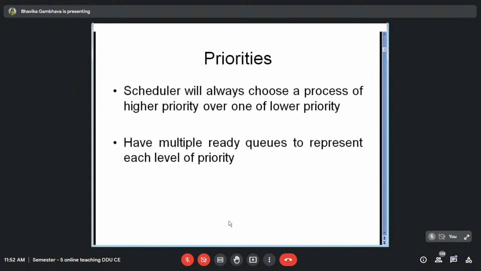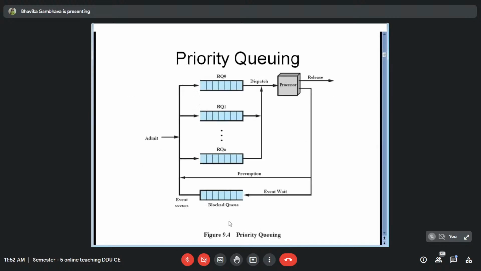Now, when I say priority, the scheduler will always give priority to the higher priority process over the lower priority one. That is obvious. We have multiple ready queues. If there is no priority based queuing, then there will be only one ready queue, and whatever policy we adopt, there are several policies, we will look at them soon. But if there is priority based queuing, then there will be multiple queues. If we are going for n priorities, then starting from R0, R1 up to Rn, that many ready queues will be there.